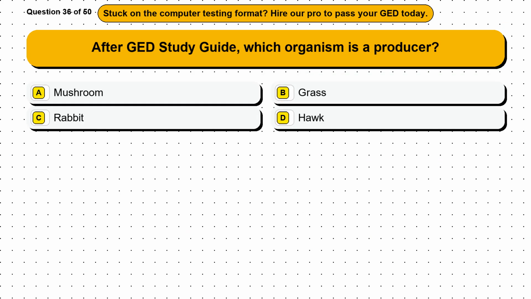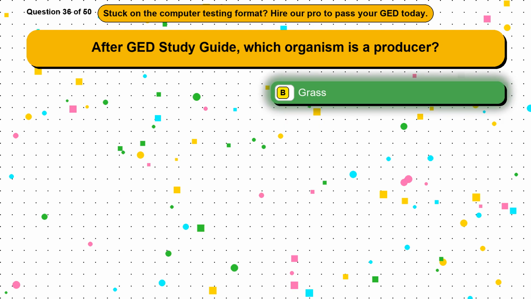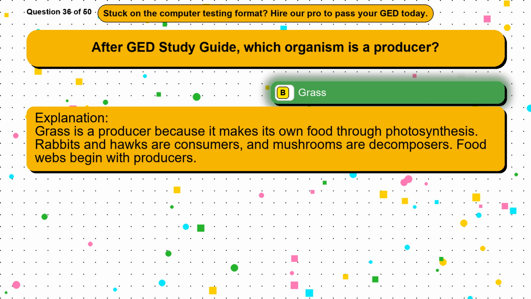Question 36. After GED Study Guide, which organism is a producer? Option A, mushroom. Option B, grass. Option C, rabbit. Option D, hawk. The correct answer is option B, grass. Grass is a producer because it makes its own food through photosynthesis. Rabbits and hawks are consumers, and mushrooms are decomposers. Food webs begin with producers.